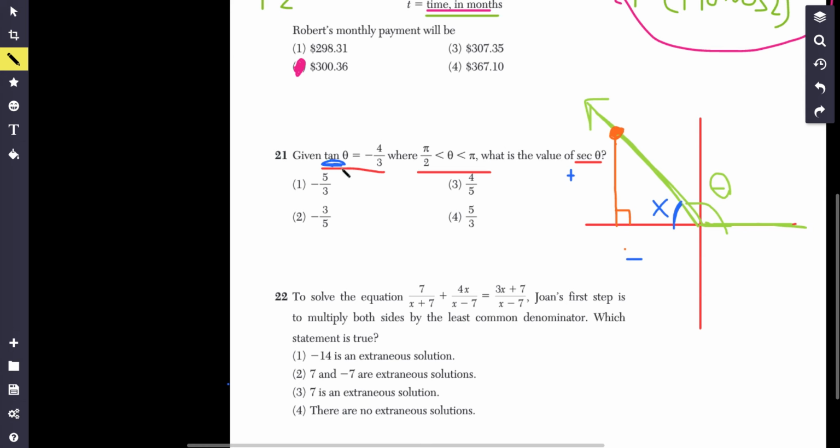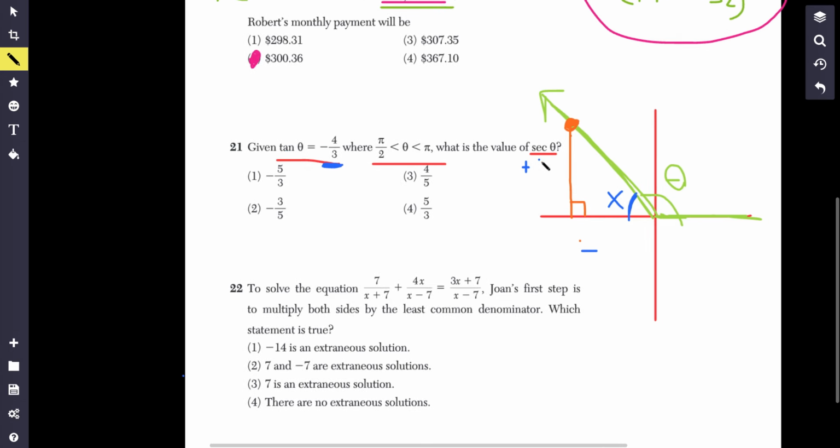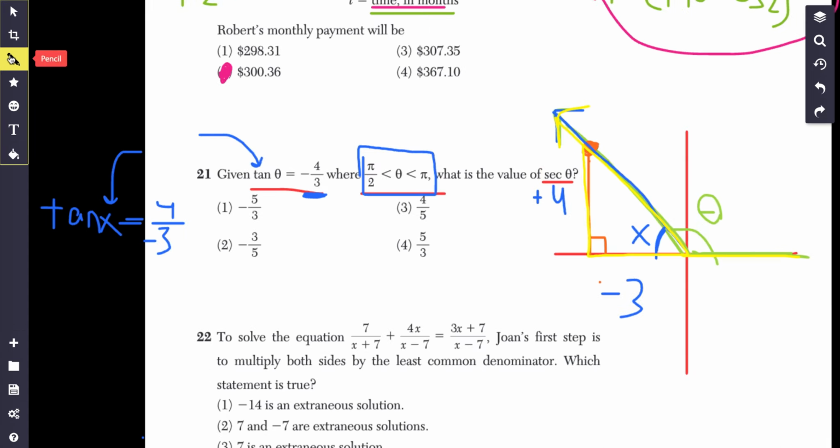Now, we're given that tan of theta is equal to negative 4 over 3. So I can say that this side right over here is 4, and this side is negative 3. That means the tangent of my reference angle is 4 over negative 3. Now, we want to know what secant of theta is equal to. Secant of theta is equal to 1 over cosine of theta, so we need to find cosine of theta before finding secant of theta.